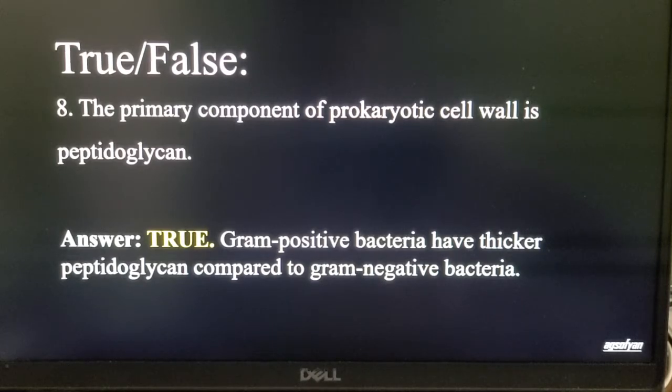This is very important. Make sure you remember that bacterial cells have a cell wall made of peptidoglycan. And then there are two types of bacteria based on peptidoglycan. The first one is gram-positive. It will have very thick peptidoglycan. And the gram-negative has very thin peptidoglycan. Gram-positive will be blue with the gram staining, and gram-negative bacteria will be red with the gram staining procedure.